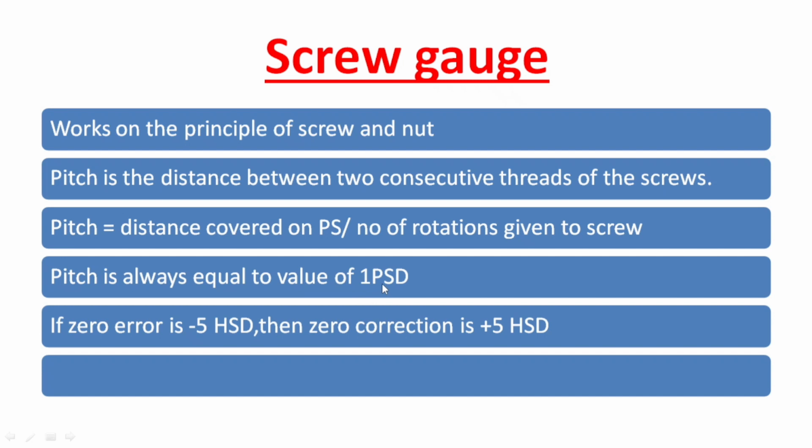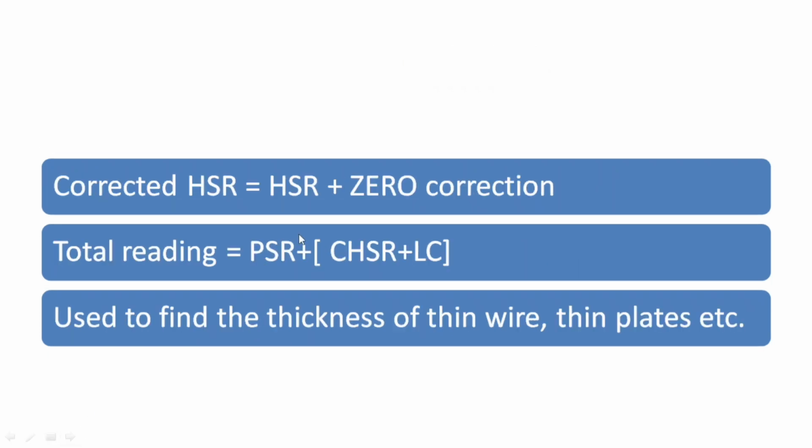PSD means pitch scale division. If the zero error is minus 5 HSD, HSD meaning head scale division, then the zero correction is plus 5 HSD. This is called zero error. So corrected HSR is equal to HSR plus zero correction. HSR means head scale reading. PSR means pitch scale reading. CHSR means circular head scale reading. So thickness of thin wire and plates.